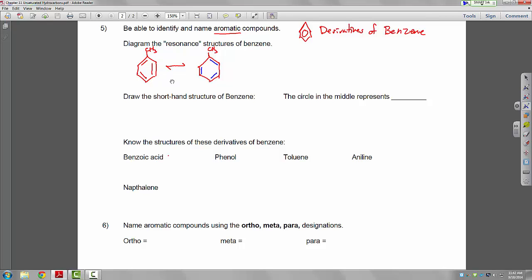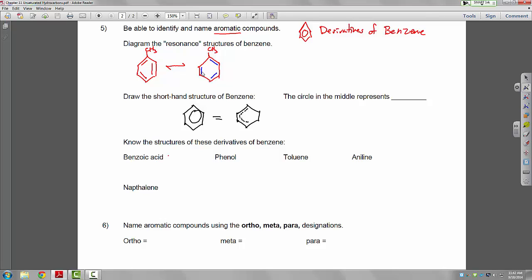And really, this happens so quickly we can't distinguish one from the other. Just like a violin string: at rest you can see the violin string, but when you pluck it, it looks like it gets wider. You know it's vibrating from one side to the other, but it's going so fast it just blurs out. And that's why we get this shorthand structure for benzene with a circle in the middle. What does the circle in the middle represent?